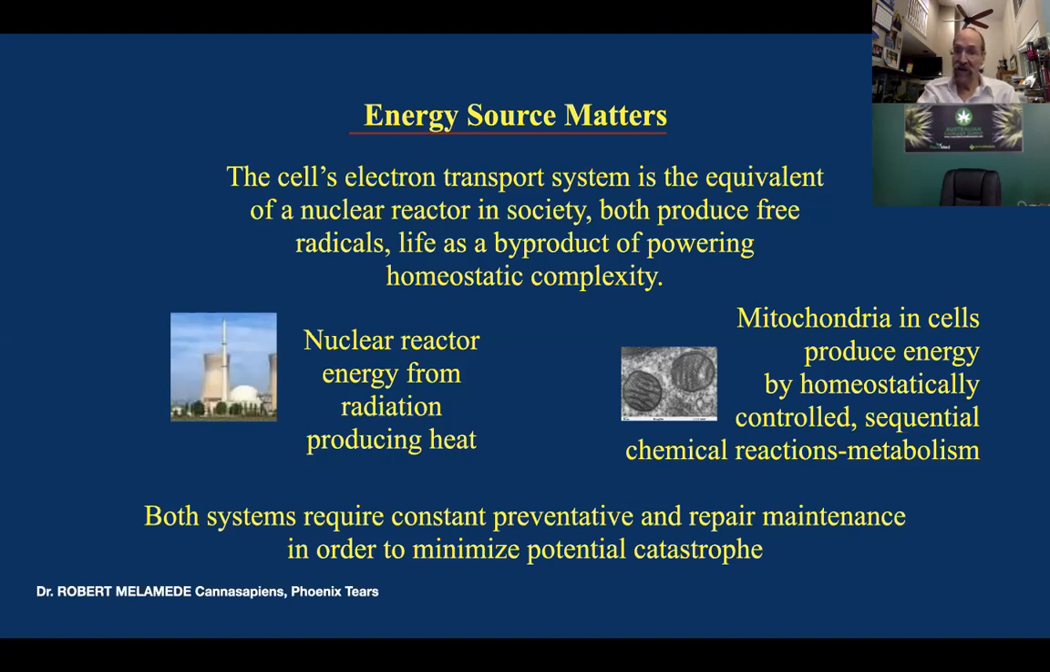Both systems require constant preventative and repair maintenance in order to minimize any potential catastrophe. You know, if you don't repair your society, if you don't have garbage collection, if you don't rebuild your bridges, and likewise, if we don't do similar things within our body, then the system, us, collapses. The mitochondria produce free radicals by virtue of the chemical reactions. And those free radicals are the same free radicals that radiation produces when it splits water.